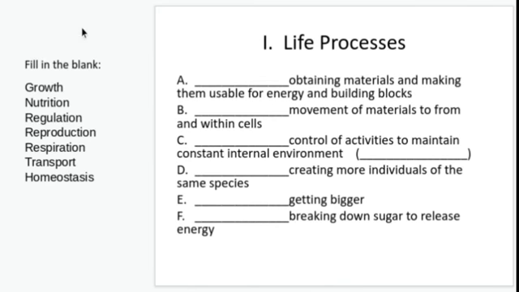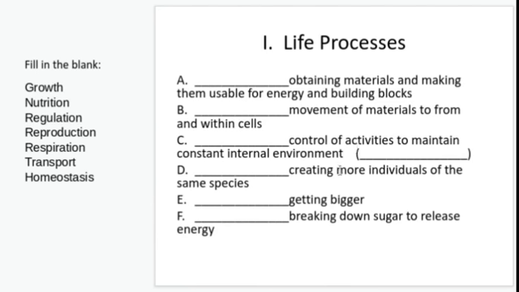The very first thing we did this year was talk about the life processes. You have to eat and you have to digest food so that you can get materials and make them usable for energy and building blocks. Once you get those usable size building blocks, and they have to be small enough to fit into a cell, once that happens, then you have to move them to and from the cells. That all has to be controlled so that you have the right blood pressure and the right temperature.